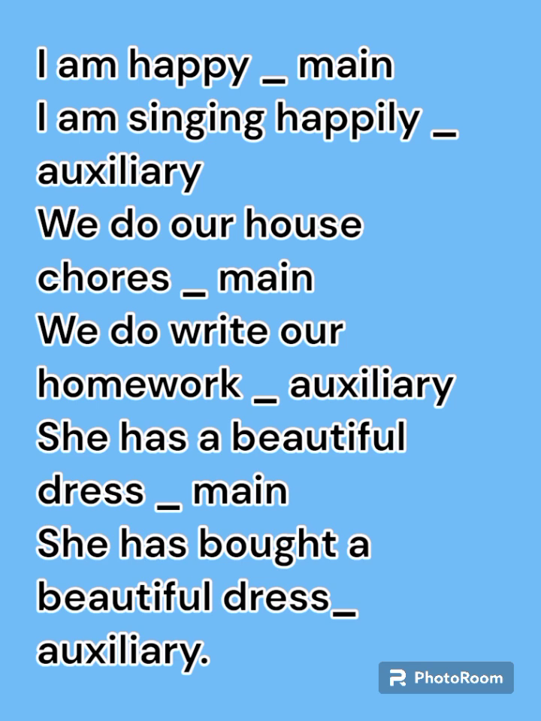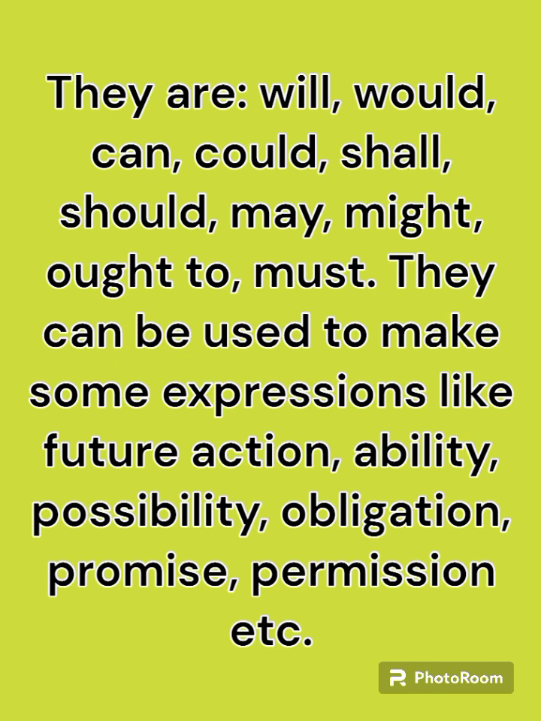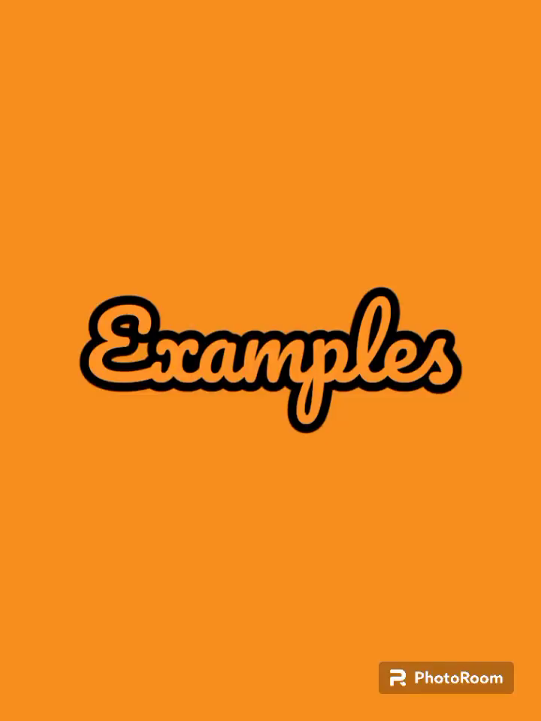Now let's look at the modal auxiliary verbs. The modal auxiliary verbs have only one role in a sentence, which is serving as an auxiliary verb, because they cannot stand alone in a sentence. They are will, would, can, could, shall, should, may, might, ought to, must. They can be used to make some expressions like future action, ability, possibility, obligation, promise, permission, and so many other expressions. Let's see some of the examples.